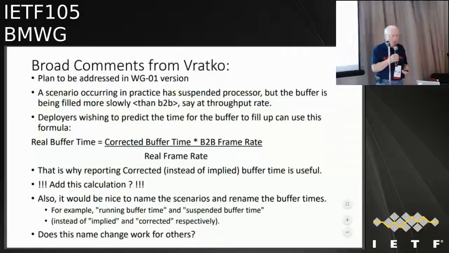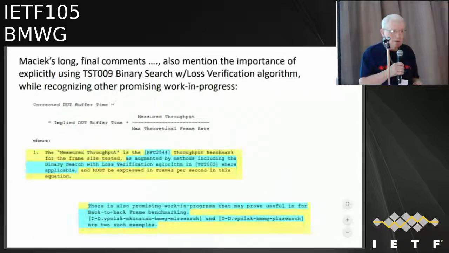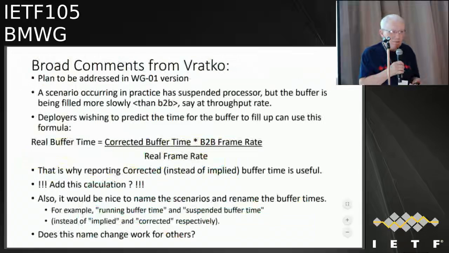Another Vratko suggestion was to change the names of things. So we've got the corrected buffer time and the implied buffer time as the current terms that we're measuring, and these are just names, but they made sense in the context of what we're doing in BMWG. But Vratko suggests renaming them the running buffer time and the suspended buffer time. Suspended being that the corrected buffer time is really all you have if suddenly the header processor stops. So that's instead of implied or corrected.